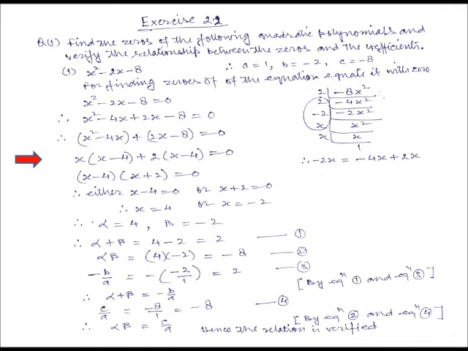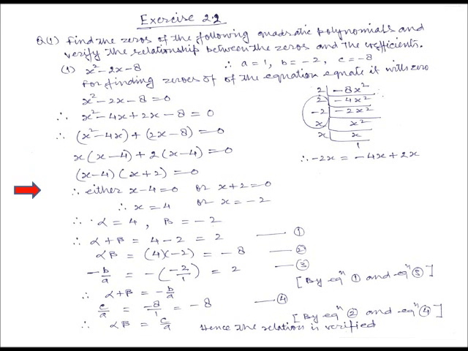Now, we will take x square minus 4x in one bracket and 2x minus 8 in the other bracket, and take out x from the first bracket and 2 from the second bracket. So you'll get x minus 4 into x plus 2 is equal to 0. Because the product of x minus 4 into x plus 2 is equal to 0, therefore either x minus 4 will be 0 or x plus 2 will be 0. Therefore, if x minus 4 is 0, x will be 4, and if x plus 2 is equal to 0, x will be minus 2.